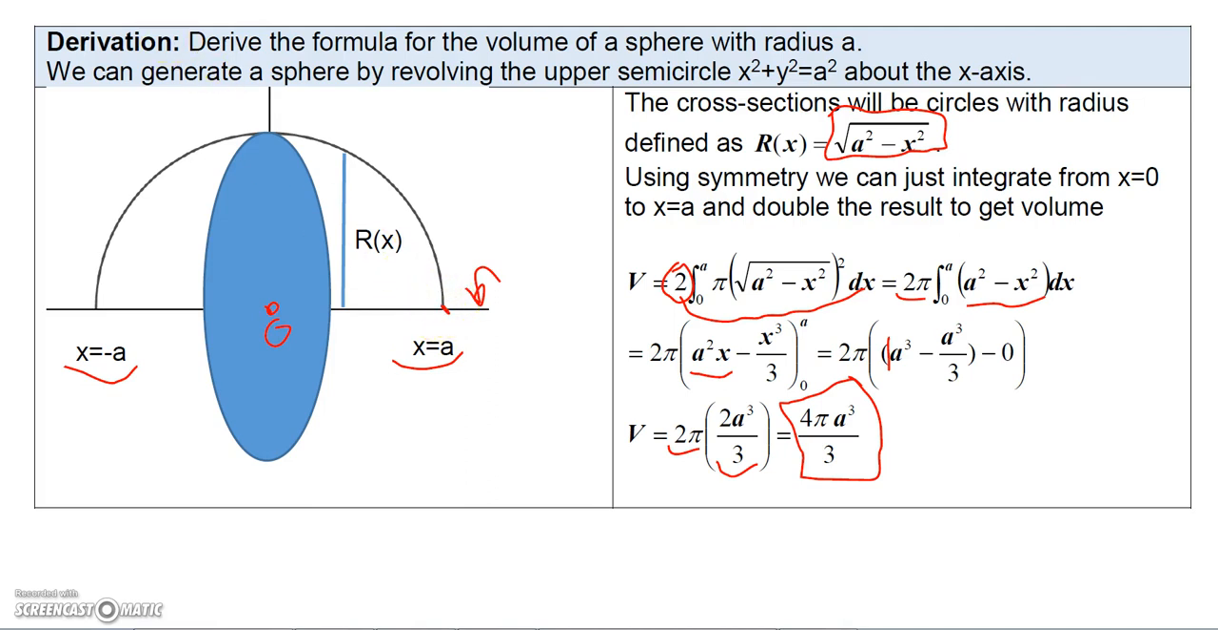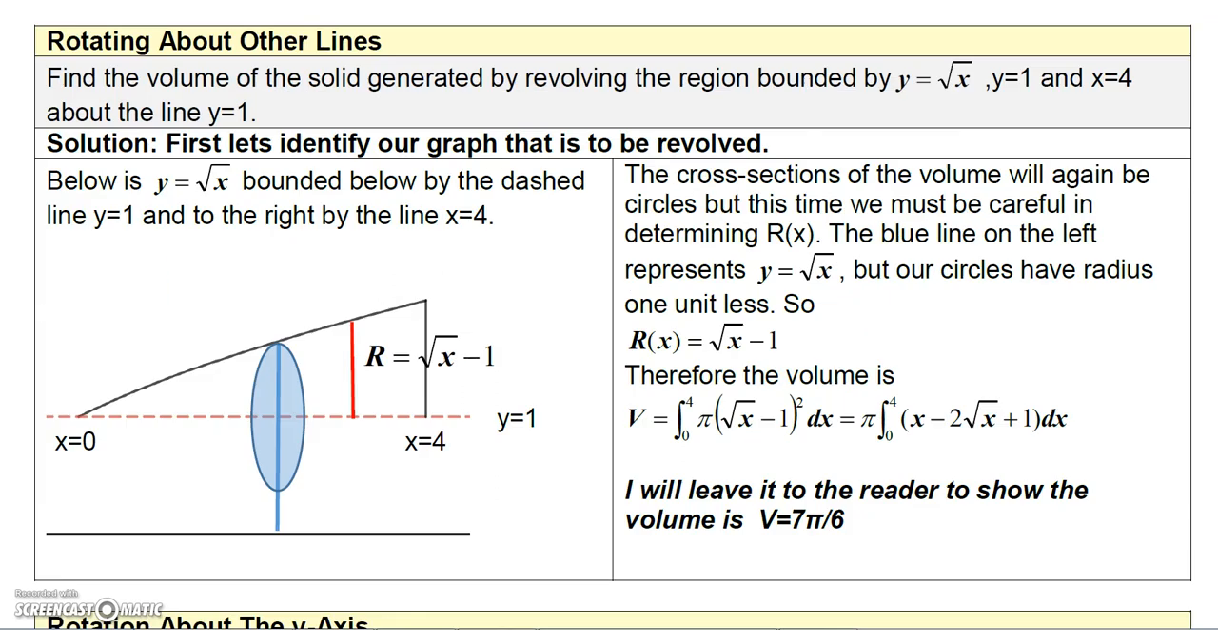So that's the same as R in the radius formula. Now it gets a little trickier when you're rotating about other lines. Like for instance here it says find the volume of the solid generated by revolving the region y equals square root of x from y equals 1 and x equals 4 about the line y equals 1.